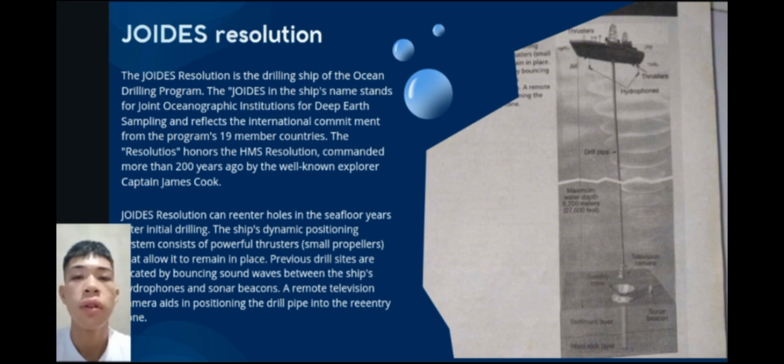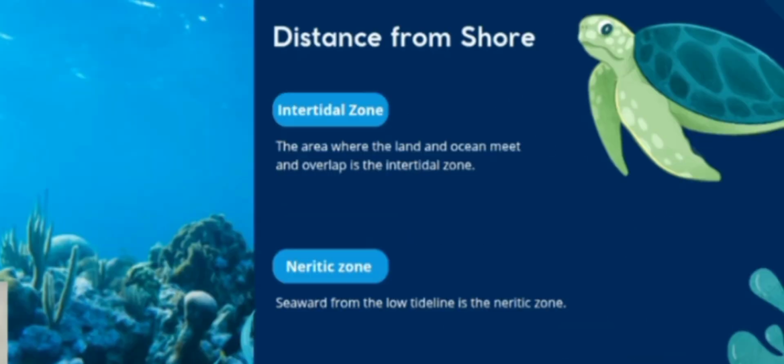So let's proceed. Distance from shore: the intertidal zone and neritic zone. Before we discuss the intertidal zone and neritic zone, let's discuss the aphotic zone first because I forgot to put it in. So I'm just gonna say it. Take notes about the aphotic zone.